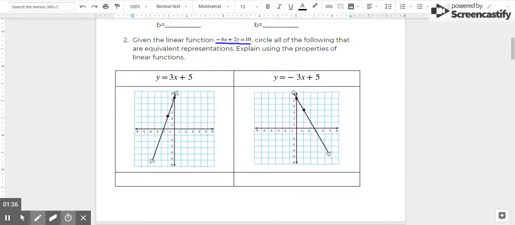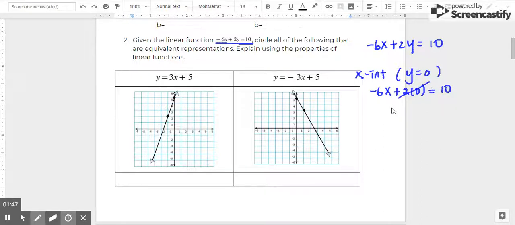Now we have a standard form. So I'm going to find the x and y intercepts. -6x plus 2y is equal to 10. Let's find the x-intercept. The x-intercept occurs when y is equal to 0. So I'm going to plug in 0 for y. So this part will be 0. So -6x is equal to 10. So x should be 10 over -6, and it's going to be -5 over 3.